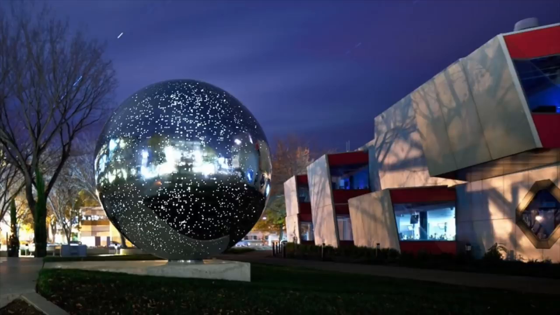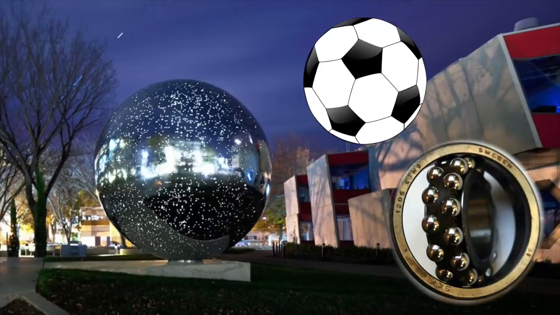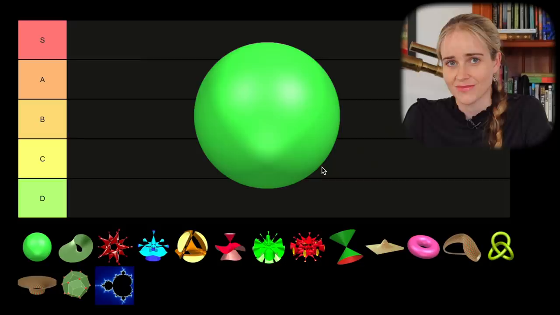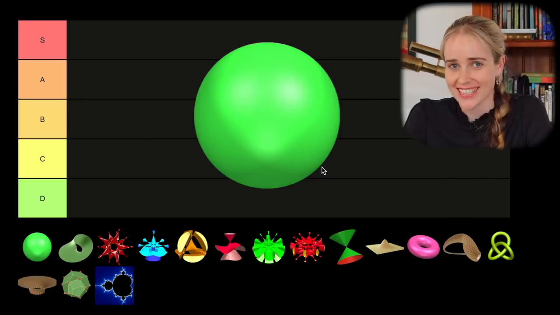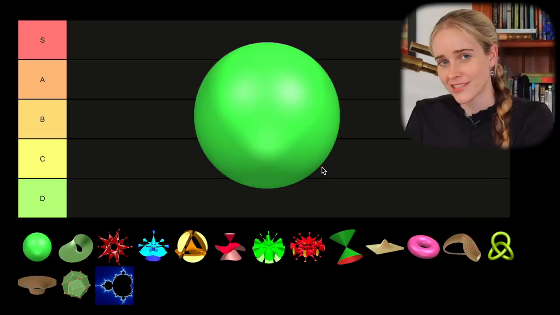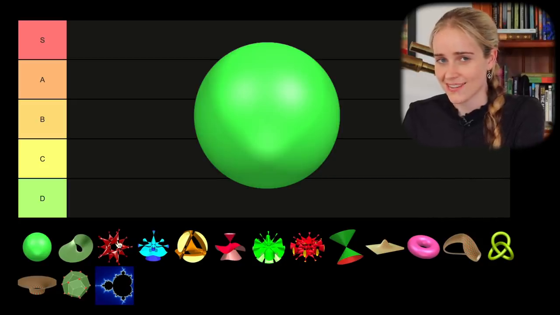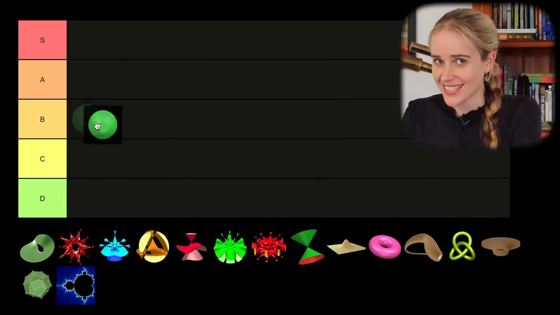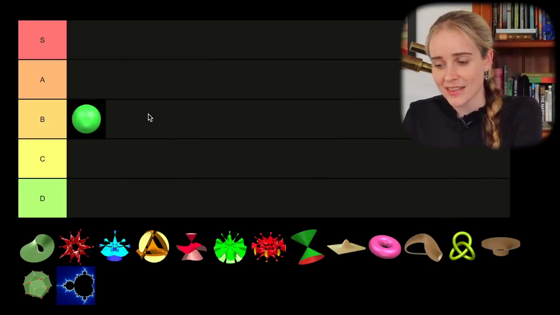You see it in art and sports and engineering all the time, and even in astrophysics for things like planets and even black holes. Spheres are very effective for modeling all sorts of things, probably because the sphere is very easy to understand. Aesthetics-wise, the sphere might not be the most interesting shape, but because of its heroic performance in all sorts of disciplines and how easy it is to construct, I think that B tier is more than deserved.